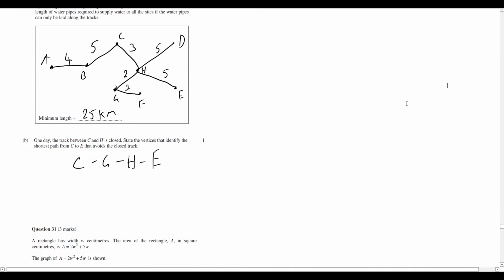Okay, now on to question 31. So, a rectangle has width W centimeters. The area of the rectangle A in square centimeters is given by this equation here. So A is equal to 2W squared plus 5W. So the graph of A equals 2W squared plus 5W is shown.